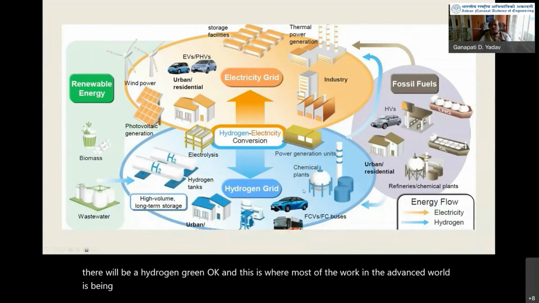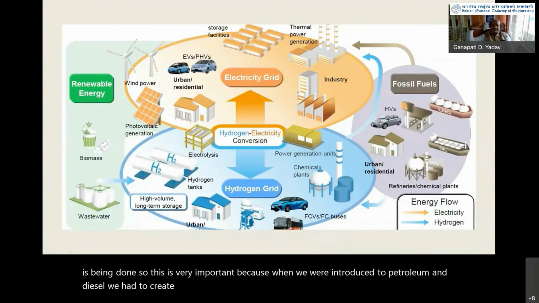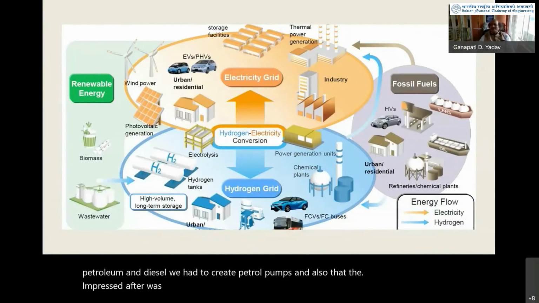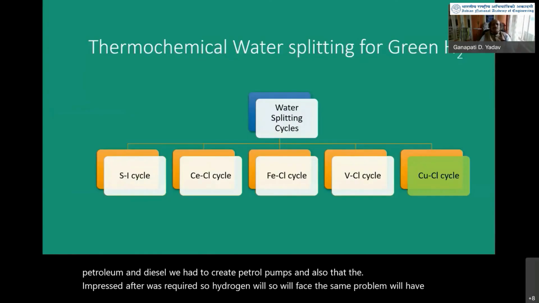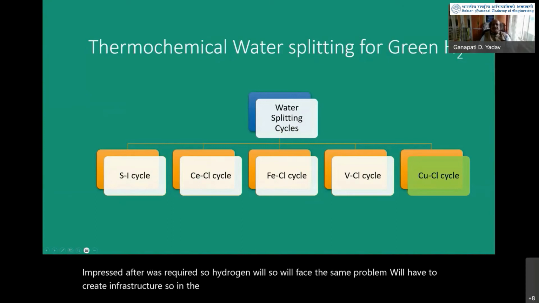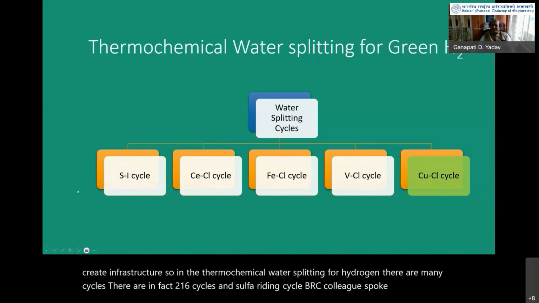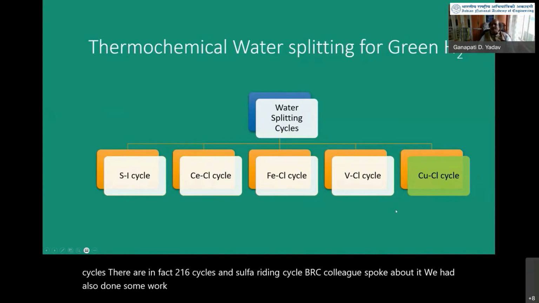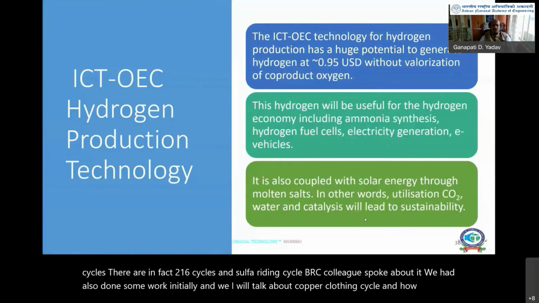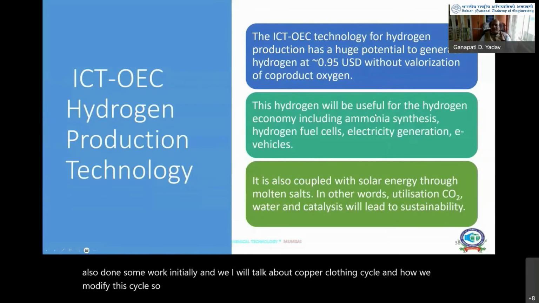This is very important, because when we were introduced to petroleum and diesel, we had to create petrol pumps and all, so the infrastructure was required. Hydrogen will also face the same problem. We will have to create infrastructure. In thermochemical water splitting for hydrogen, there are many cycles. There are in fact 216 cycles, and the sulfur iodine cycle, which BARC colleagues spoke about. We had also done some work initially, and I will talk about the copper chlorine cycle and how we modified this cycle. This has a huge potential, because we have found we can generate hydrogen at 95 cents per kg without valorization of the co-product oxygen.